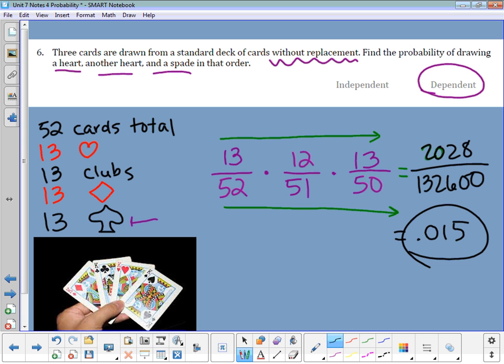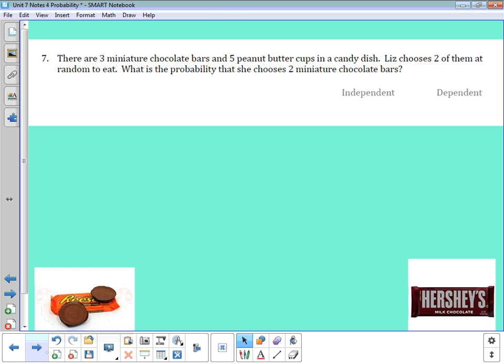I want you to pause the video for a second and see if you can try number 7, looking at the chocolate bars. See if you can answer the question in number 7.